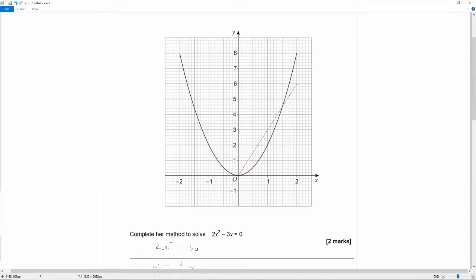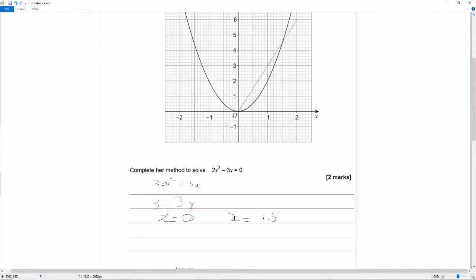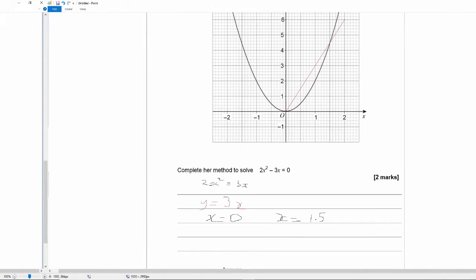And the point where they cross is at x equals 1.5. They also cross at x equals 0 at the origin. So x equals 0 and x equals 1.5, because that's the point where the lines cross.